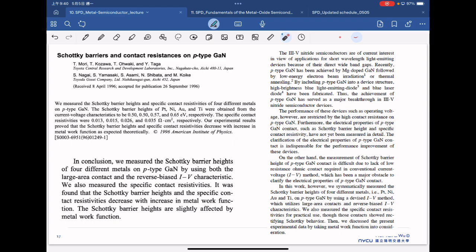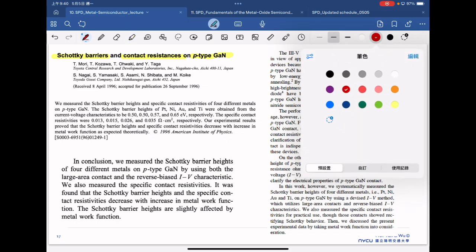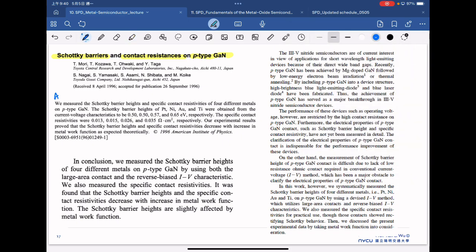So this is a literature published in 1996, and as you see from the title, this paper discusses the Schottky barrier and contact resistance on P-type gallium nitride. So again, let's look at the abstract of this literature.